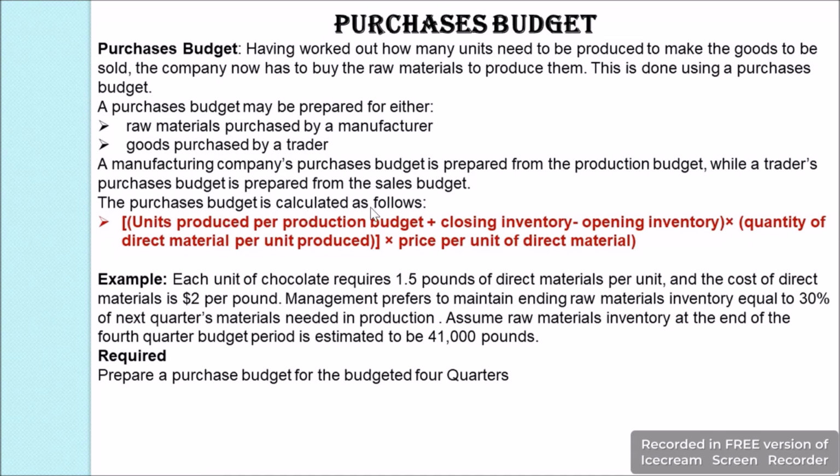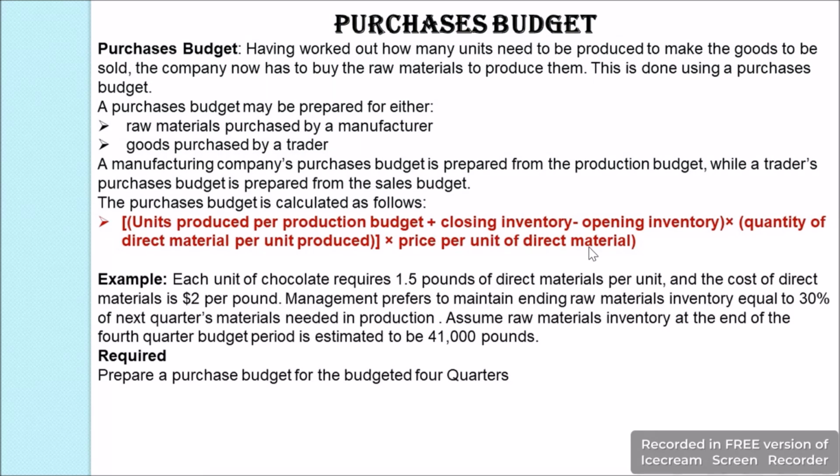In the purchase budget, we do the following calculation. We start with the units to be produced per the production budget. To this, we add the closing inventory, we subtract the opening inventory, and then we multiply this with the quantity of direct material per unit produced, and we multiply it with the price per unit of direct material.